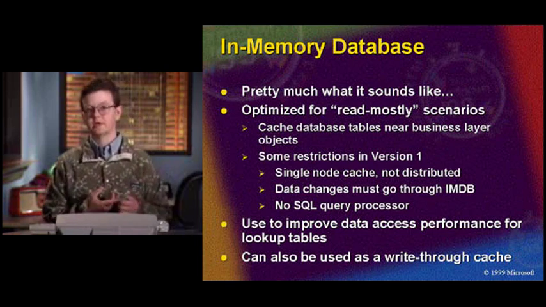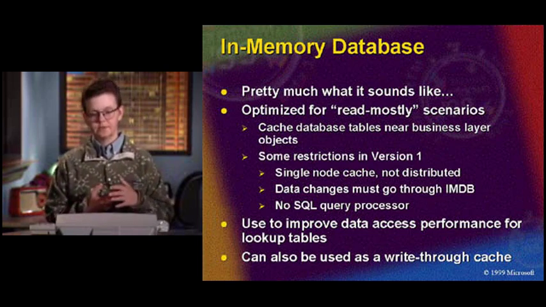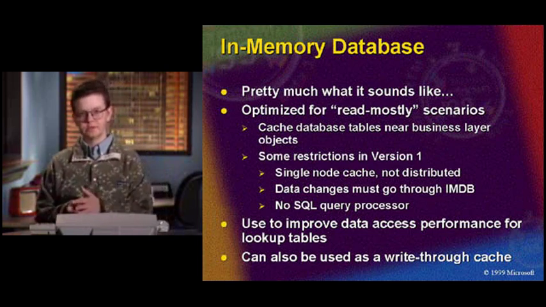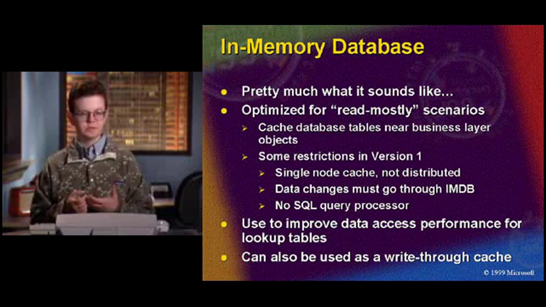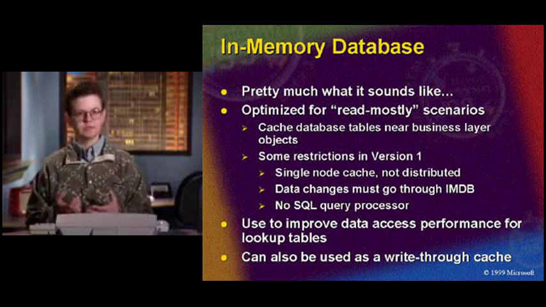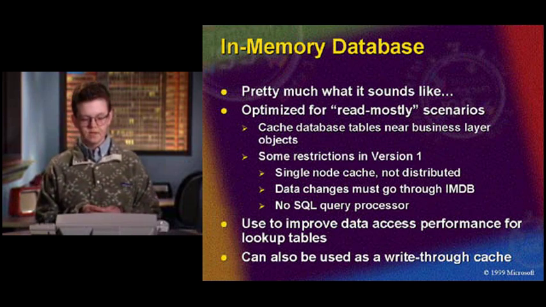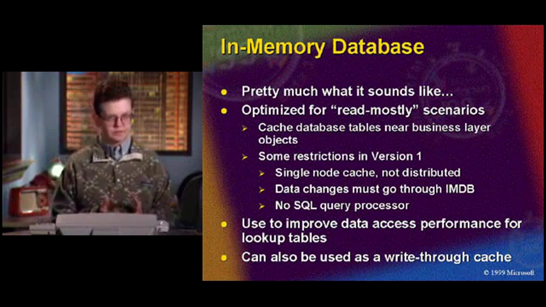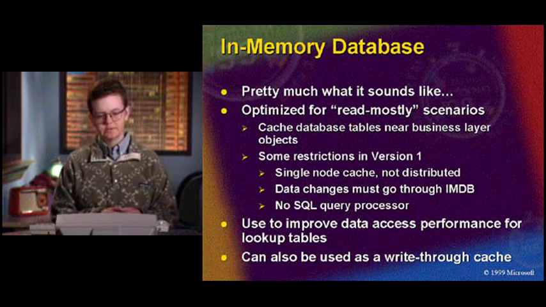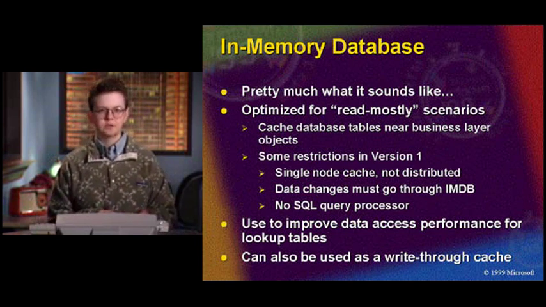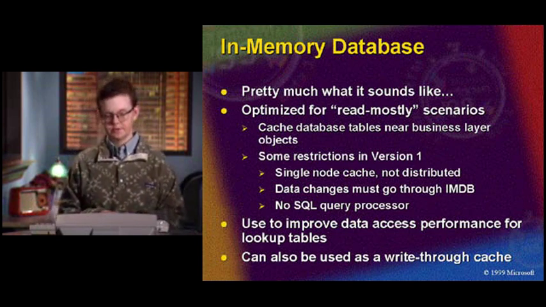Memory is really cheap. This gives you a way to reduce network traffic back to your data store, and for things that are read mostly, why do the query multiple times? Just cache the information into main memory and use it from there. The reason that we say it's optimized for read mostly scenarios is that we don't have a distributed cache coordinator in this version that ships with Windows 2000.